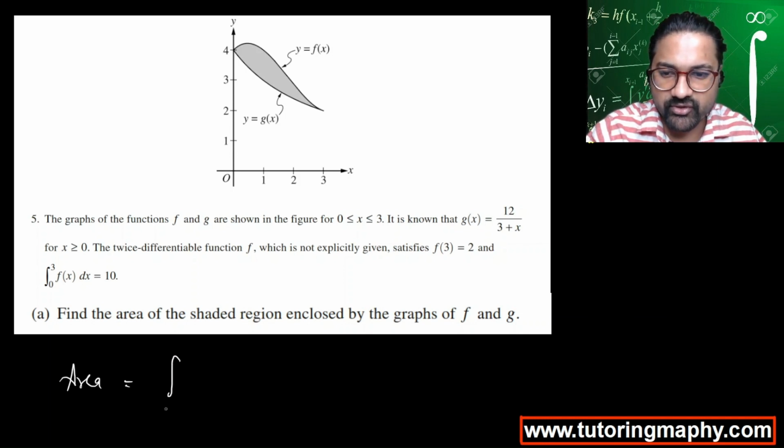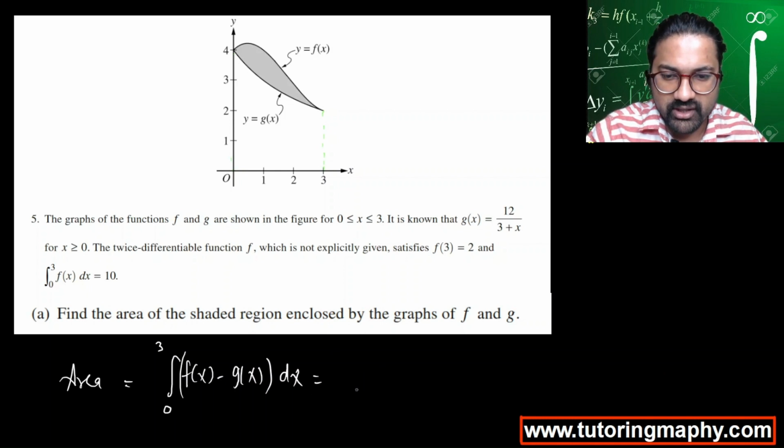So in this case it is from 0 to 3, because clearly it's shaded and we can see that the functions are bounded between, you know, the values of x are obviously from 0 to 3. Upper function minus lower function, that's it. So upper function is f of x and the lower function is g of x dx. That's going to be our answer.